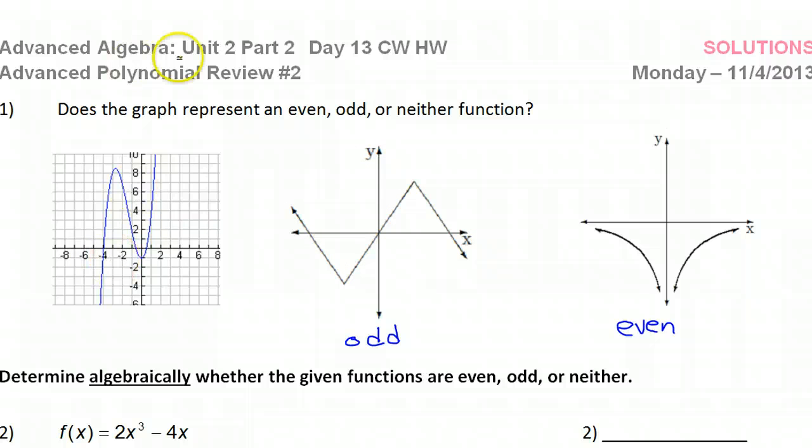This one is neither, because this does have rotational symmetry, but the point around which this would rotate is over here someplace. This would be the center of rotation for this particular graph, not the origin, so that's neither.